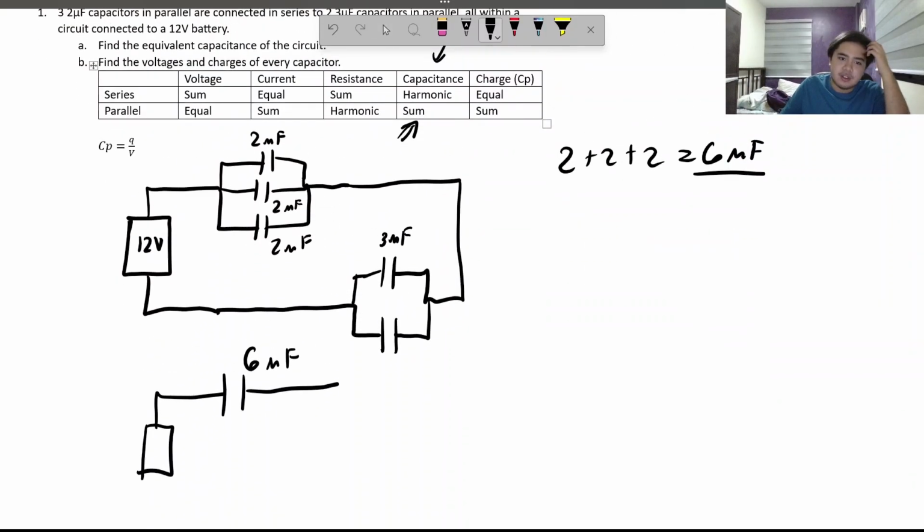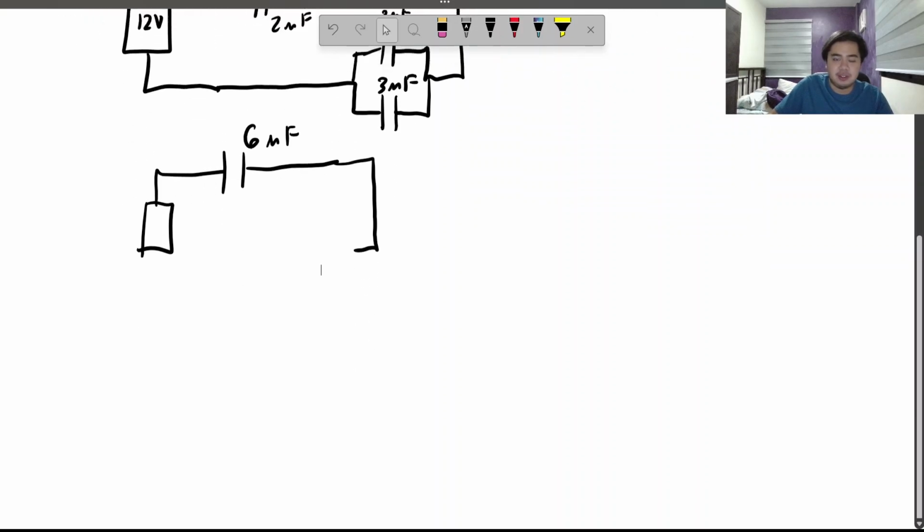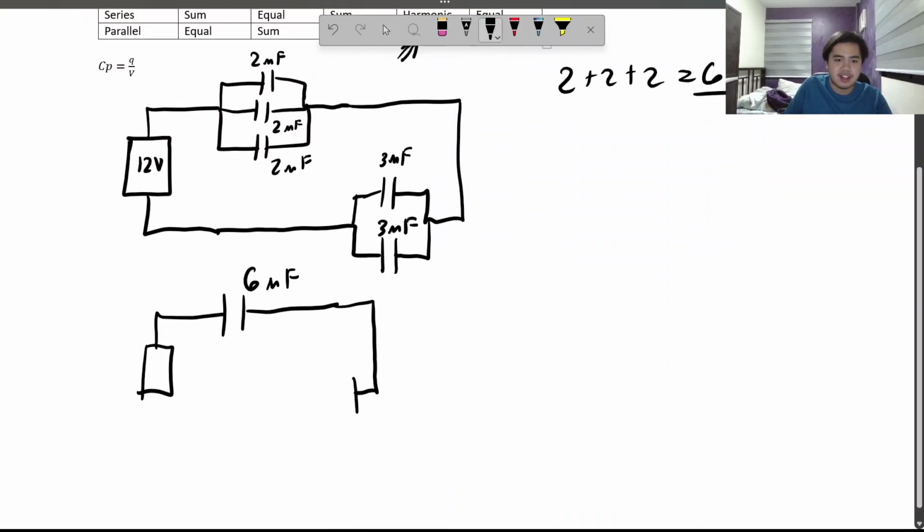How about this one? Well, these are two 3 microfarad capacitors, so they're also 6 microfarads. 3 plus 3 is equal to 6. So I don't need to tell you that. So there you go. That is the circuit.